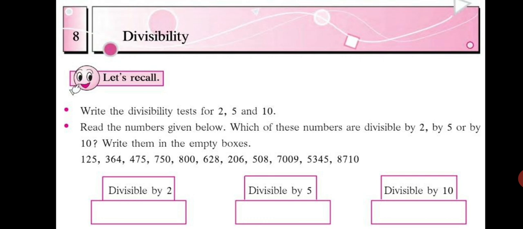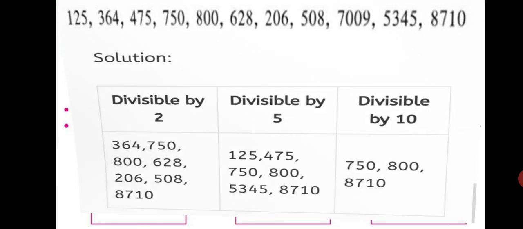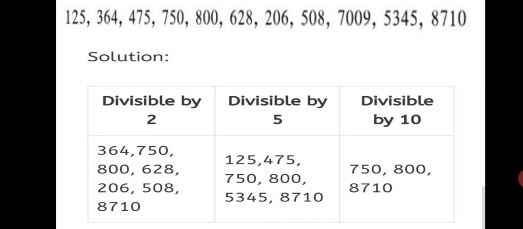So these numbers are there in your textbook on page number 43. You can do this activity in the textbook itself. So let's see divisibility by 2, divisibility by 5 and divisibility by 10. Let's have a look at the solution.